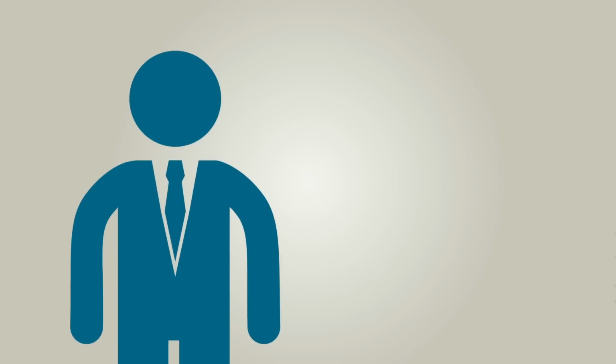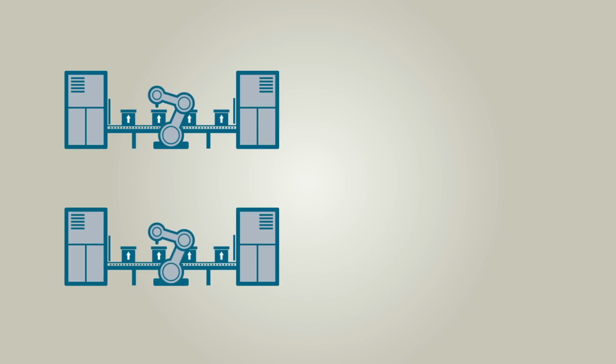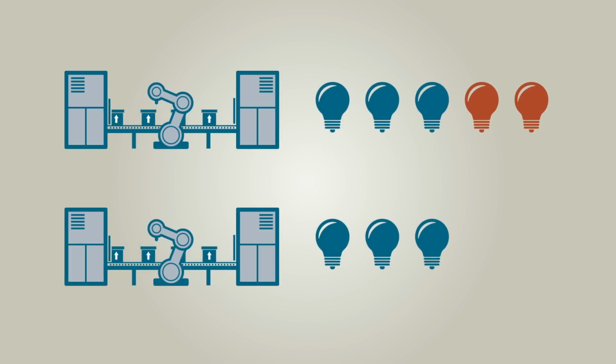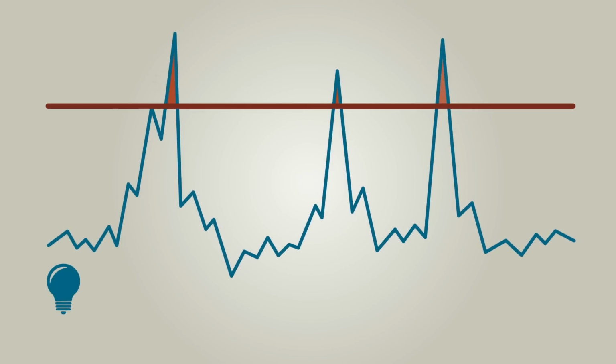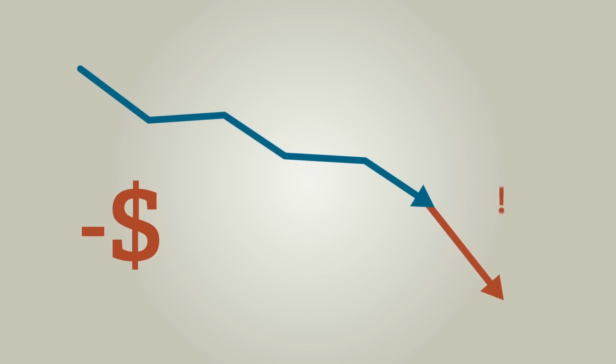Now put yourself in the role of a production manager. Two identical production lines require different amounts of power. How do you find the cause of that? And now, thanks to the energy manager, you need to keep a watchful eye on your equipment's peak power consumption to avoid penalty charges from your energy supplier. How do you do that exactly? All this while competitive pressure grows and your production costs must decline.